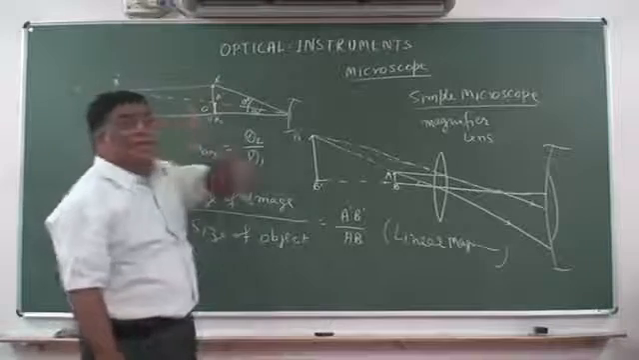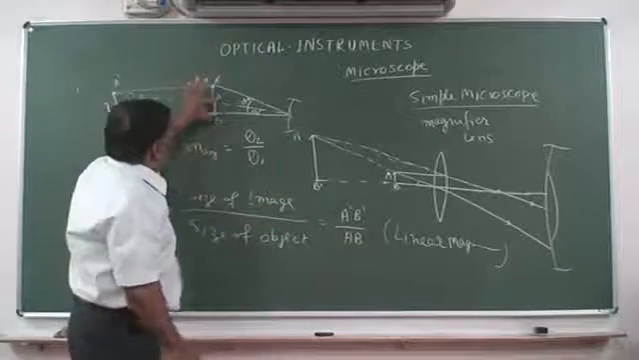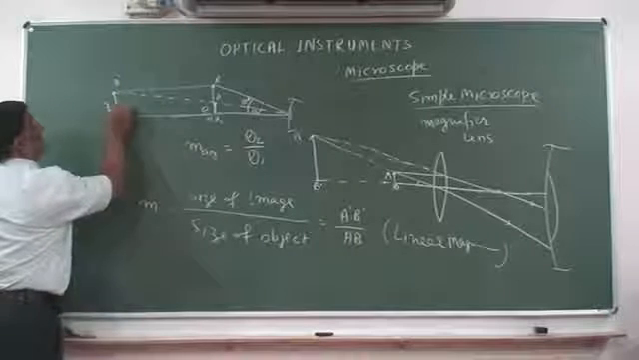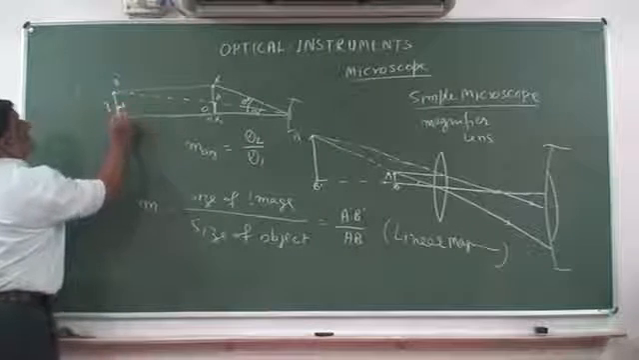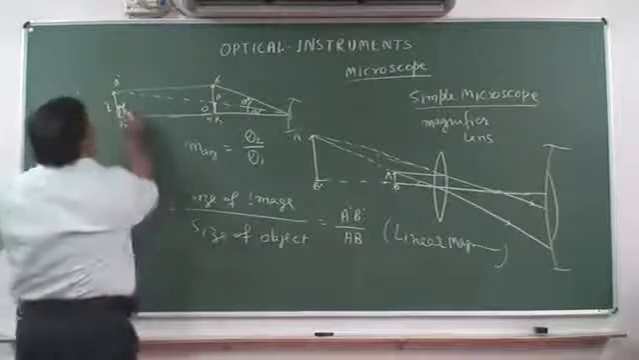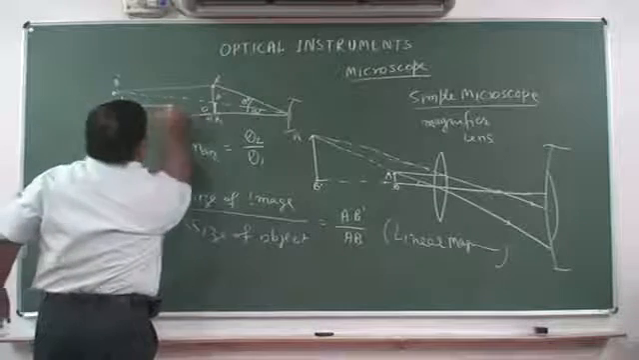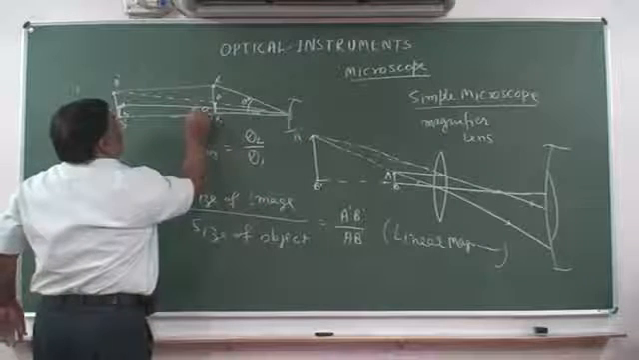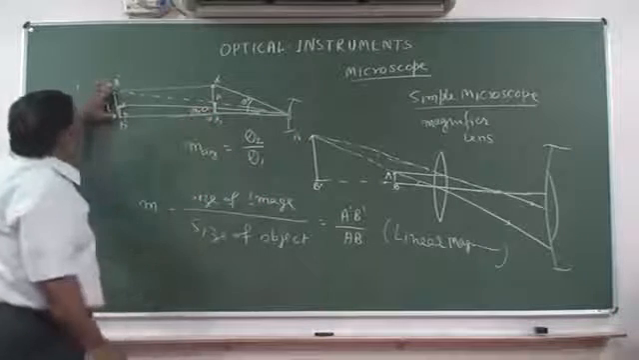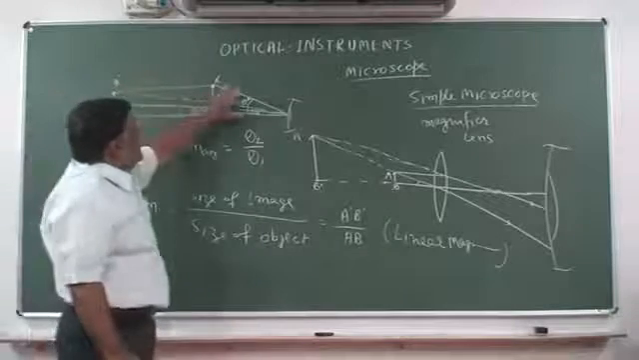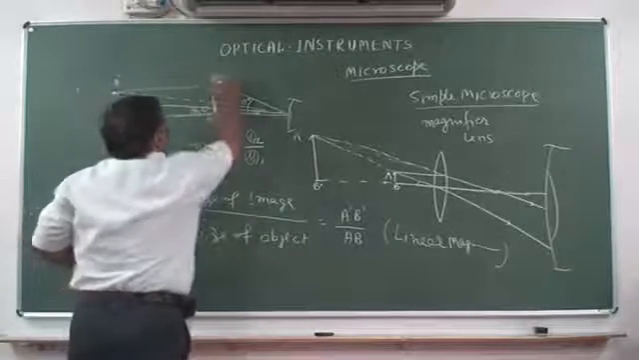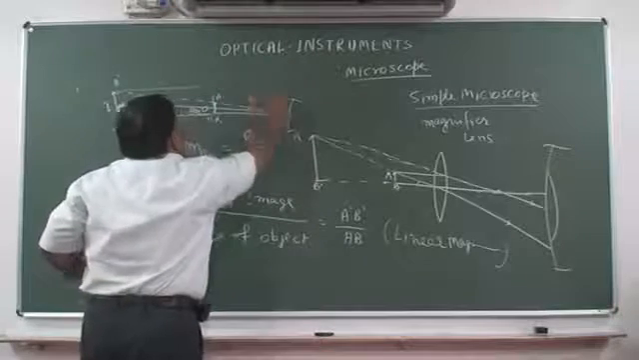Let us see the other way. This is the object, I draw it here, AB. Now how much is the angle made by AB? This angle. This angle is theta 3. Now here the image is making this angle. This angle was theta 1. Now it is no more there.